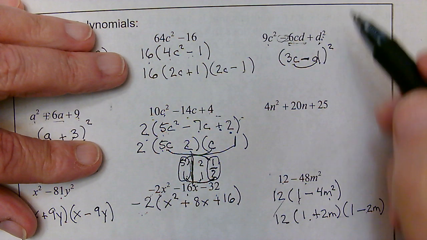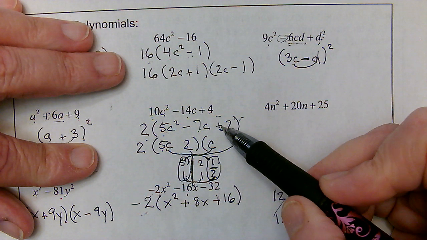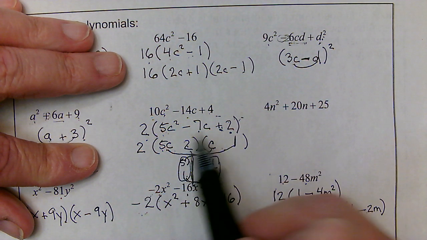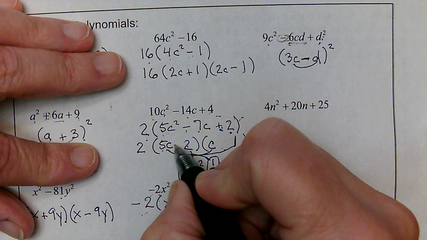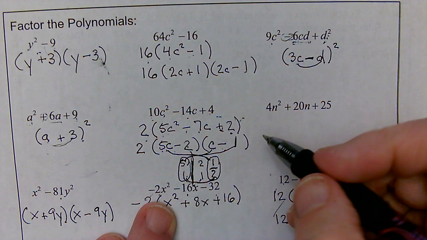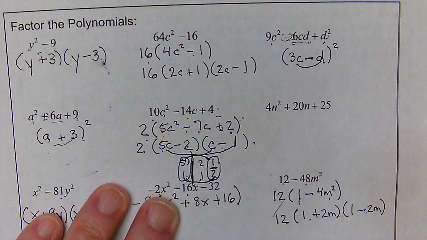And then the last thing you had to do was decide about the signs. If the constant term is positive, both parentheses get the same sign, and the sign you use is the sign of the middle. So this would be the factorization of 10c squared minus 14c plus 4.